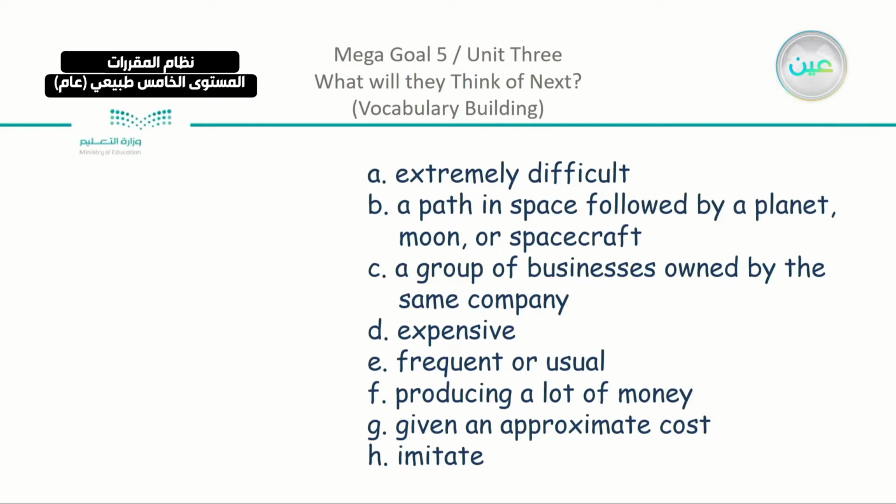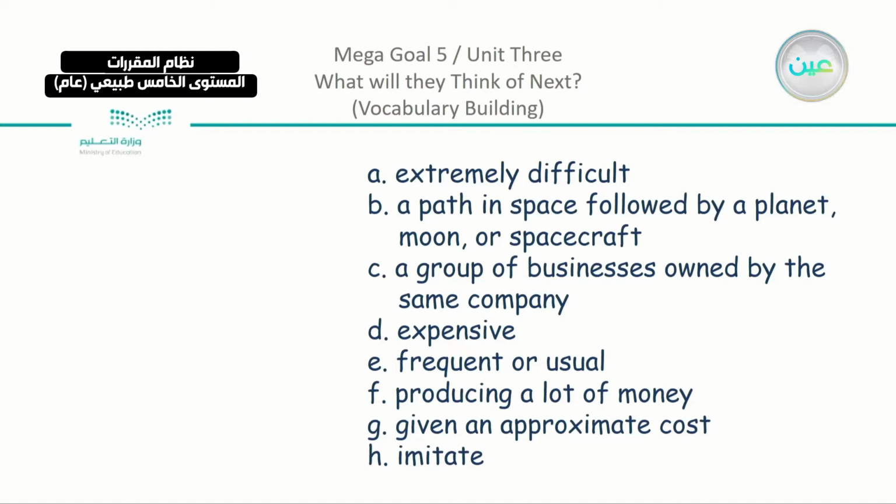After that we have in E, frequent or usual. If you are not very familiar with the word frequent, you can always relate to the word usual. After that we have here in F, producing a lot of money. So you are making or producing a lot of money. You are going to relate the word money, of course, and how to produce and make it. Then we have in G, given an approximate cost. The word cost also gives you the meaning of money, but I want to give, or to be given, an approximate cost.